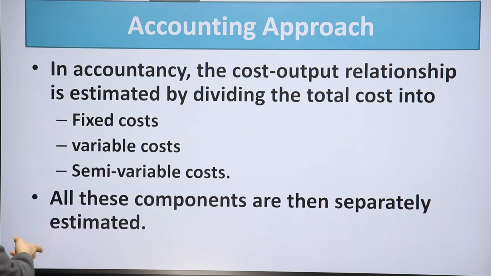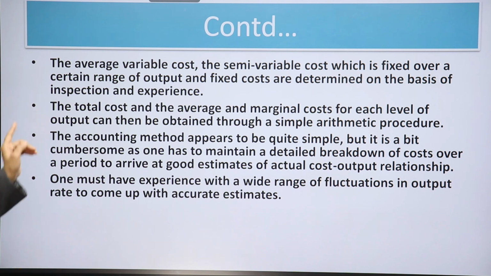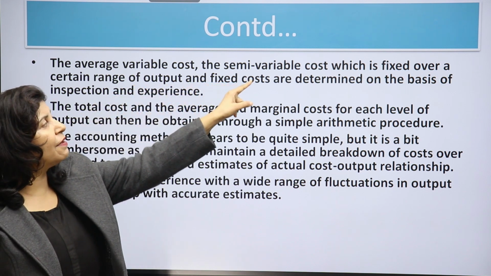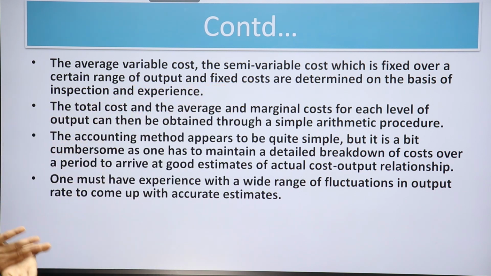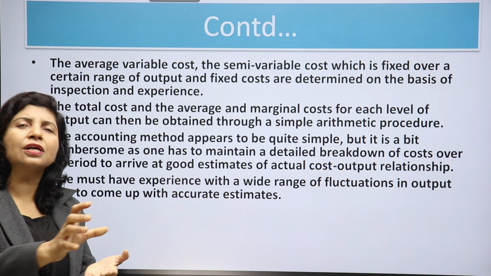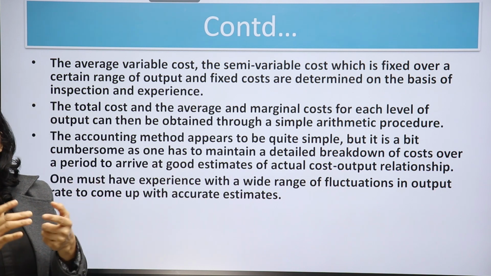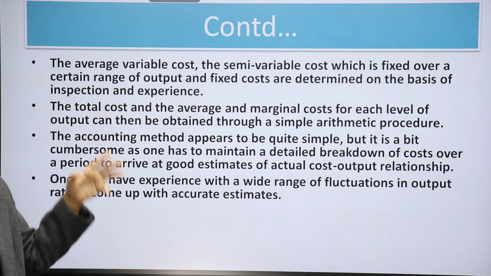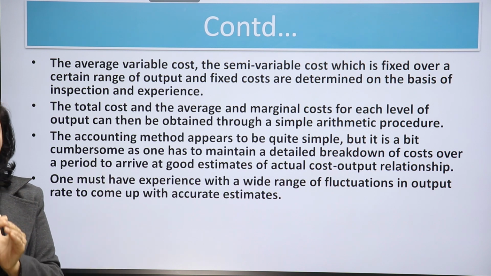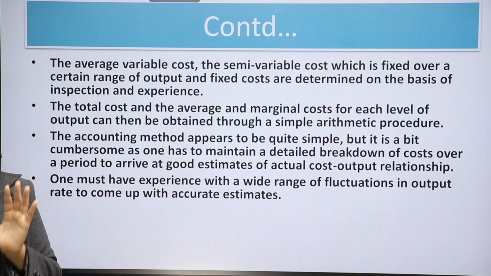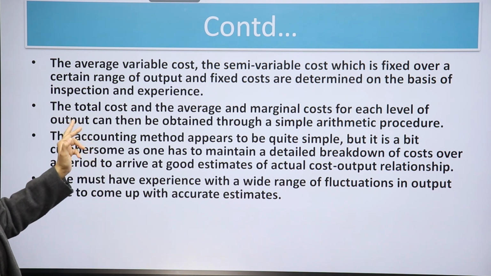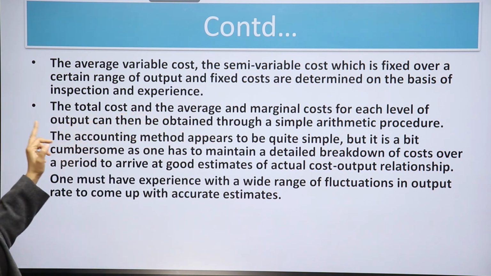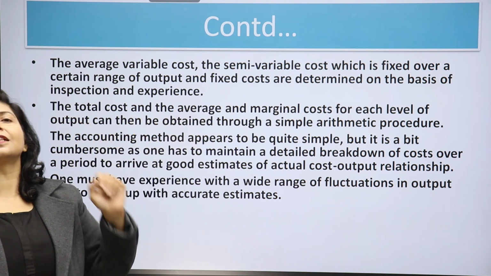Then all these components are separately estimated. Here, the average variable cost, and the semi-variable cost which is fixed over a certain range of time. Semi-variable cost is fixed over a certain period of time, like cost of frying pan, cost of LPG and other costs, maybe cost of fuse, plugs, etc. which you use, lenses in camera, tube lights, etc. are semi-variable costs. Okay, and fixed costs are determined on the basis of inspection experience. In this method, you need to have a lot of experience and expertise to assess the cost, to estimate the cost. The total cost, the average and marginal cost for each level of output can then be obtained through a simple arithmetic procedure.